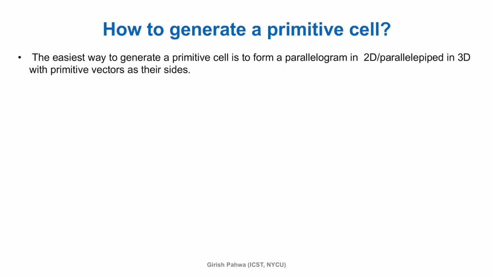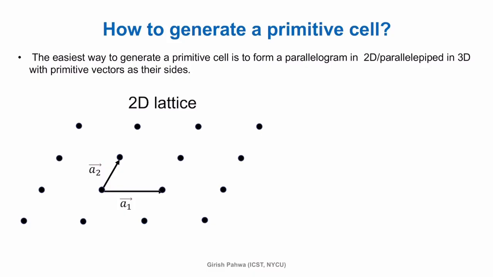Okay, so how to generate a primitive unit cell? If you know the primitive vectors, right? The easiest way would be, the volume or the area formed by the primitive vectors will always be the primitive unit cell. For example, the area formed by this A1 and A2 will be the primitive unit cell.